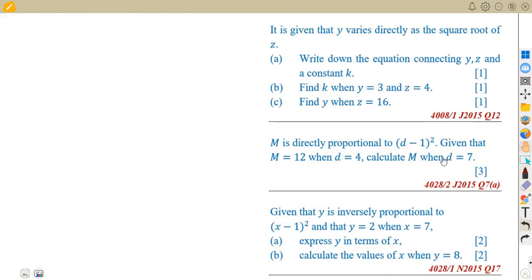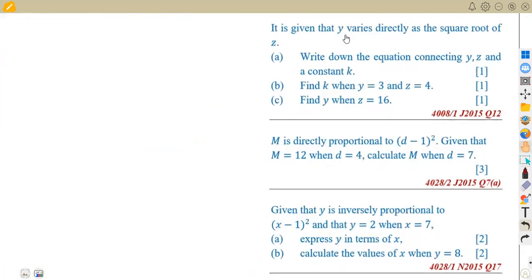Let us see the other part of our question. Now we are given that Y varies directly as the square root of Z. So this one is a direct variation. I think it's number 70 now. So we're given that Y varies directly as the square root of Z, with Z under the root sign.